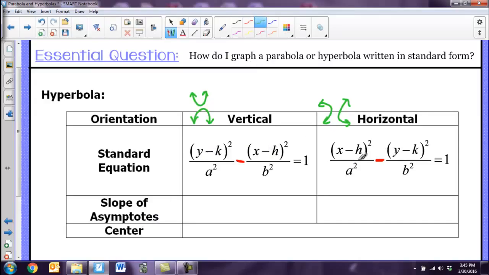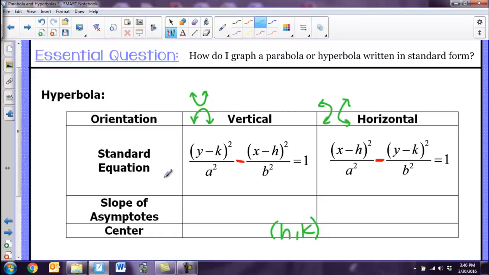If you notice, it matches with the x and the y still. And the other thing here is that the a is always under the first term and b is always under the second term. The thing that determines if you're vertical or horizontal is whether y is first or x is first. So if y is first, it's up and down, the y direction, whereas if x is first, it's horizontal.